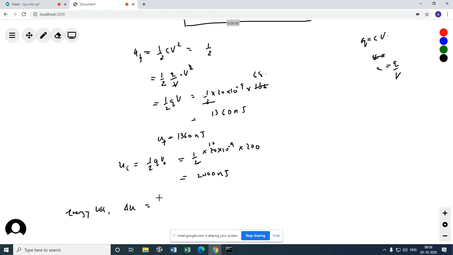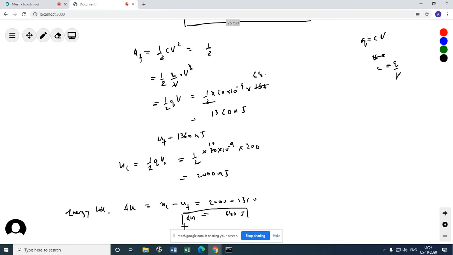So the energy loss will be how much? U initial minus U final, which is actually negative. So 2000 minus 1360 gives me 640 nanojoule. This is the energy loss.